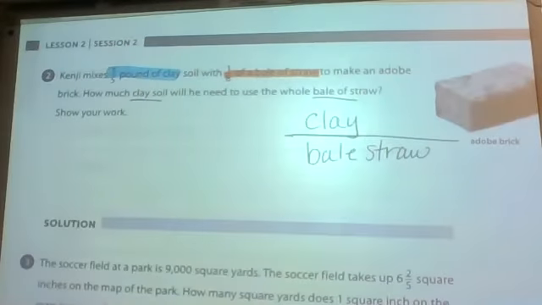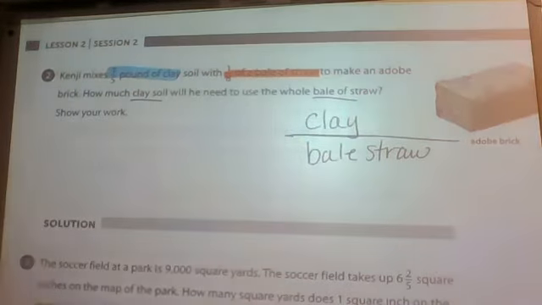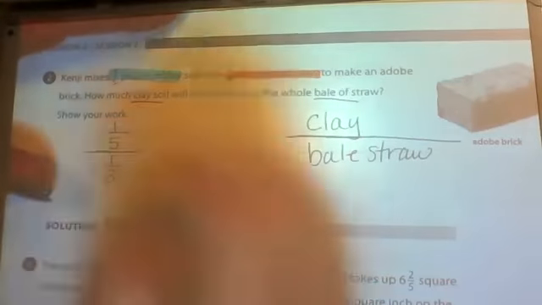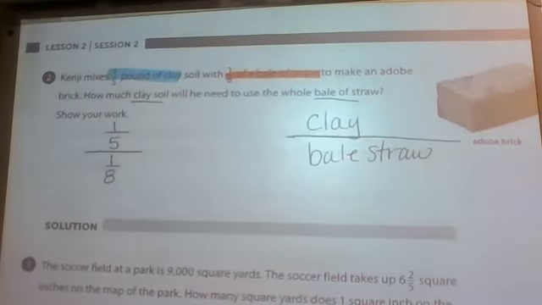All right, so that's what our ratio will look like. Let's plug in what we know. The clay: how much clay does he have? He has 1/5. The straw is 1/8. There is your complex fraction.